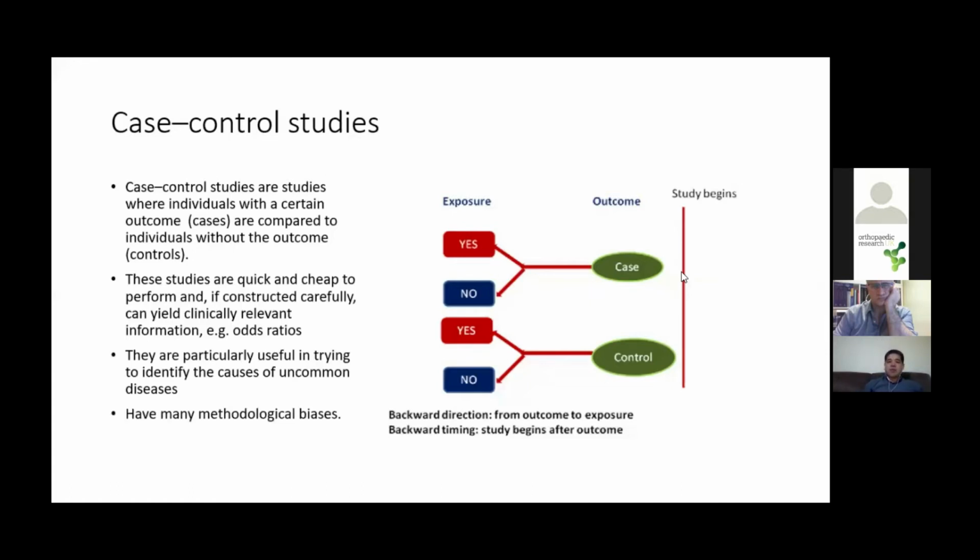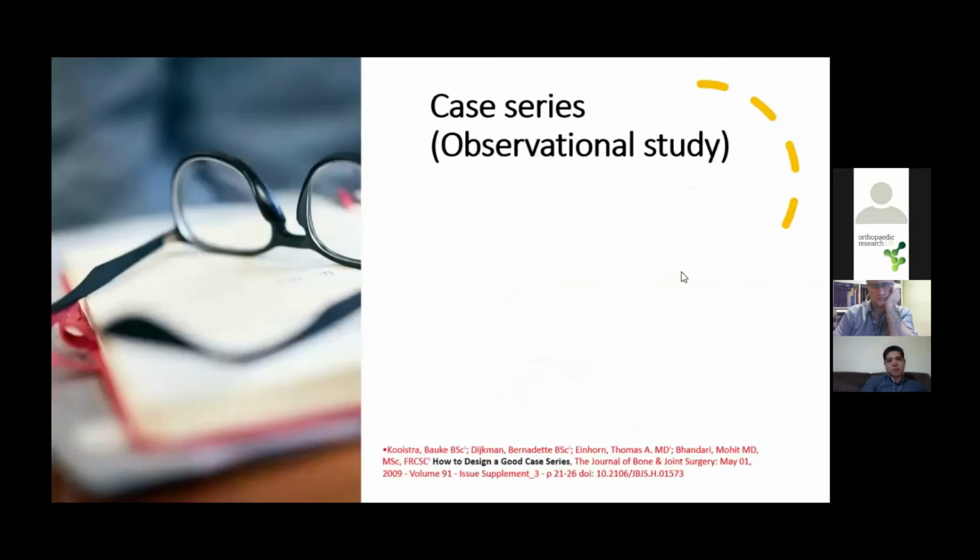That's particularly useful in trying to identify the cause of an uncommon disease, but it has a lot of methodological biases because there is no randomization and it is retrospective. So it has a lot of methodological biases.